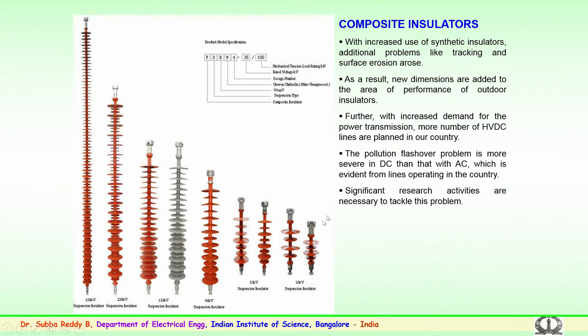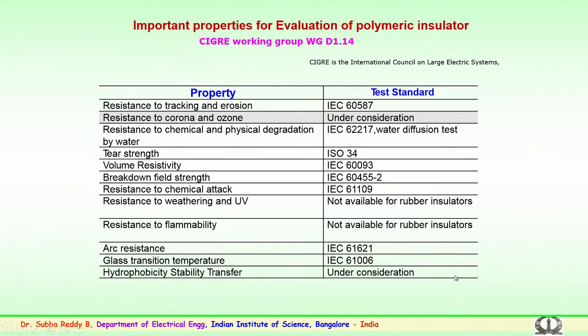It consists basically, as mentioned earlier, of end fittings with a polymer fiberglass rod and polymer sheds or silicon rubber sheds. Important properties for evaluation, like checking the reliability, are very important. Not only the regular testing standards which have been prescribed, but, as these insulators are of recent origin, the important properties for evaluation are being categorized, particularly by the CIGRE working group.